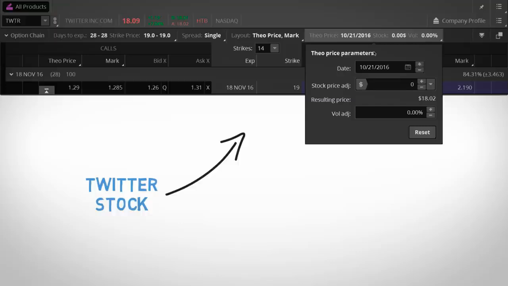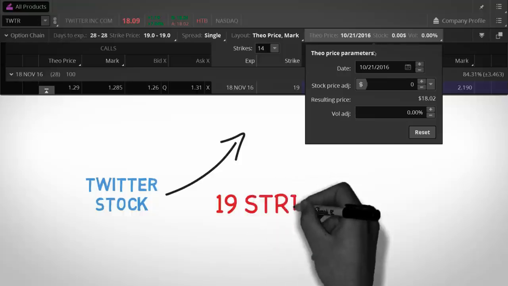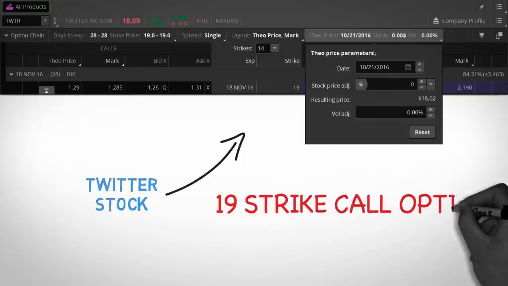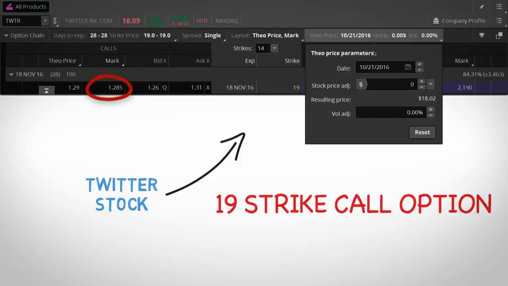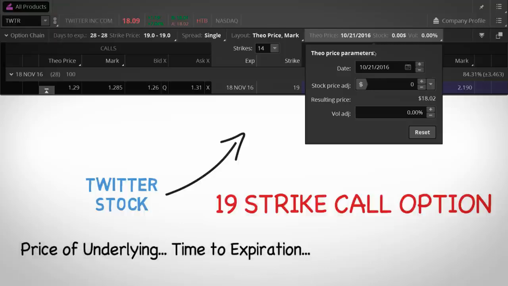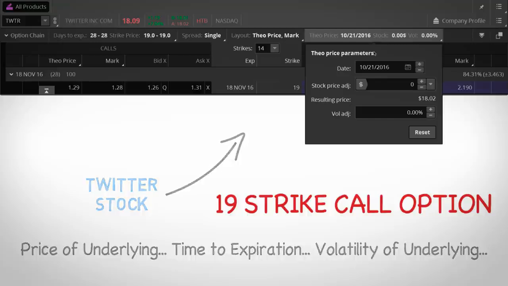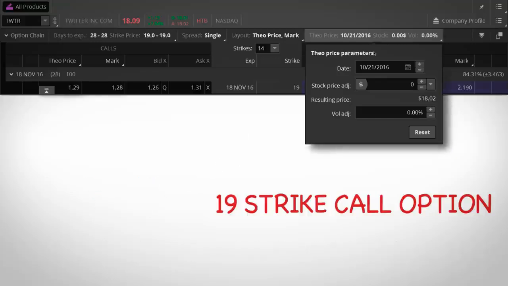We're just going to say we bought one contract of this 19 strike call option. And you can see the current price of this option is around 128. So multiply that number by 100, and the real cost of this option contract is $128. Now, whether or not this trade will be profitable on a day-by-day basis will be determined by all three of these factors you just learned about. So first, we're going to look at these factors individually.